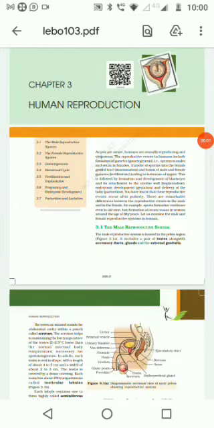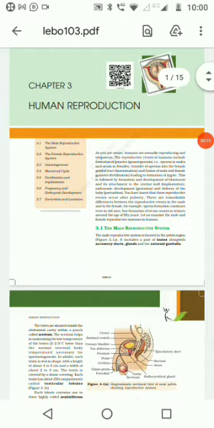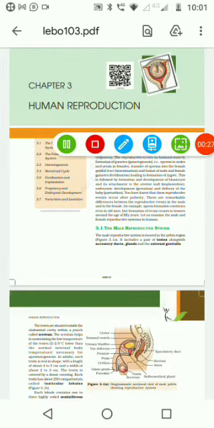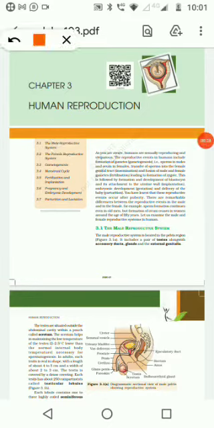Hello everyone. So we will be dealing with class 12 NCERT chapter 3, human reproduction. In human reproduction we will be discussing the male reproductive system. So what is human reproduction? It is the process of giving birth to young ones.